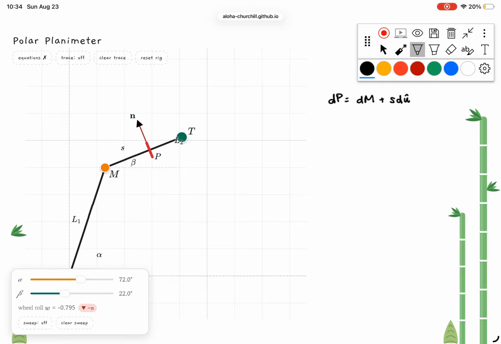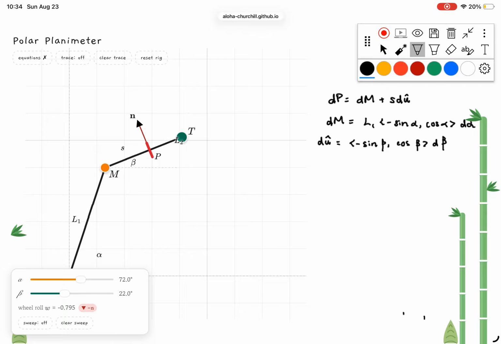Okay, so I've just rewritten this at the top of the screen again, so we have a bit more space. And now we can take the derivative, and we first can start with the dM, which if we take the derivative is L1 times the vector negative sine alpha, cosine of alpha, d alpha. And if we take the derivative of this unit vector in the direction of the tracer arm, then that's going to be negative sine of beta, cosine of beta, d beta.